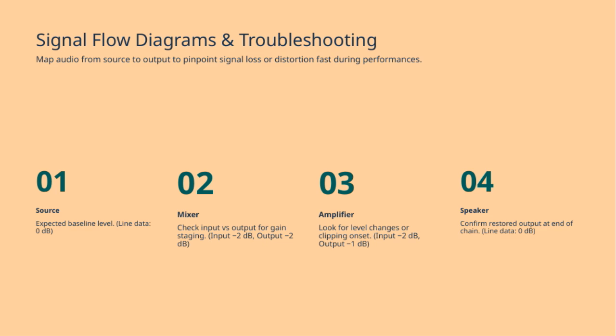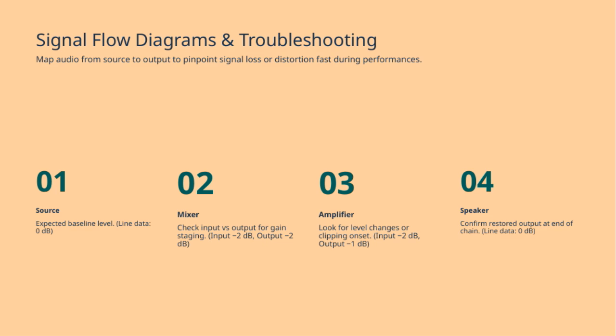Next, we move to the mixer. Here, we check the input versus the output to ensure proper gain staging. For example, if the input is at -2 dB, the output should ideally match that. Also at -2 dB, this step helps us identify any unintended gain changes that could affect the sound quality.